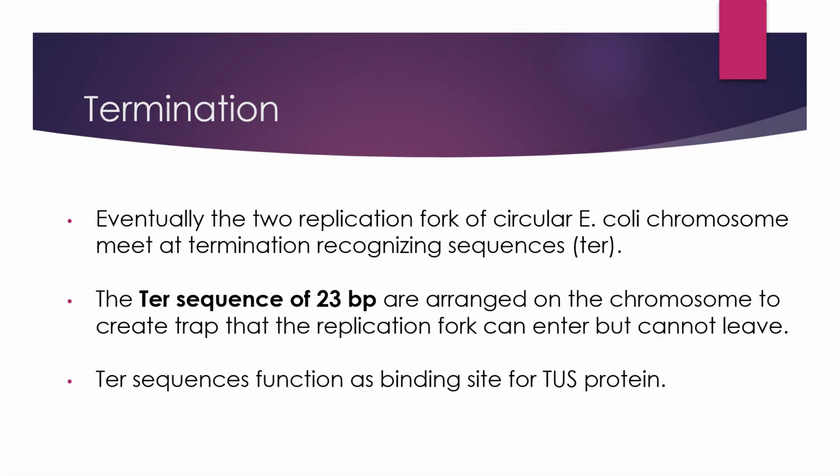Then coming to the termination. So eventually the two replication forks of circular E. coli chromosome will meet at the termination recognition sequence, TER sequence. TER sequence is 23 base pairs long. It is arranged on the chromosome to create a trap, at which the replication fork can enter but cannot leave. So here once the replication fork comes to the TER sequence, it cannot proceed further, it halts there.